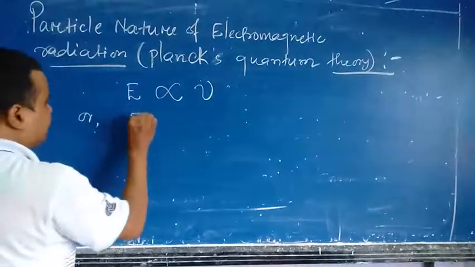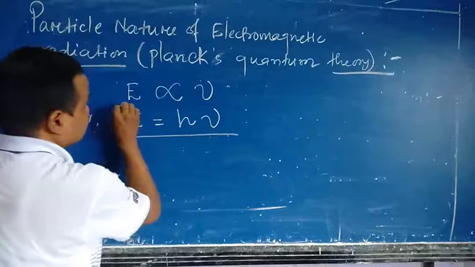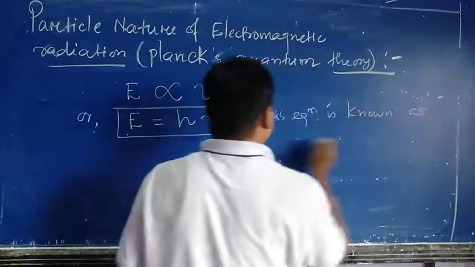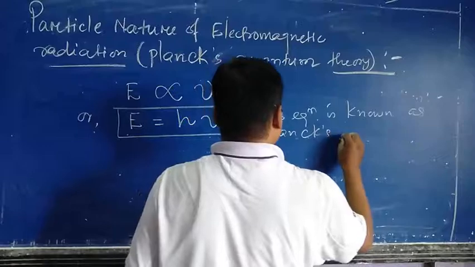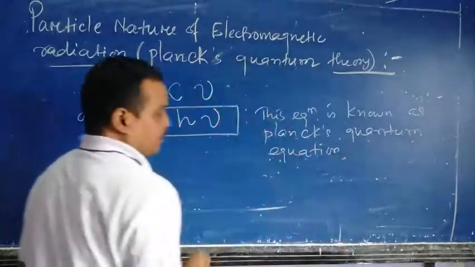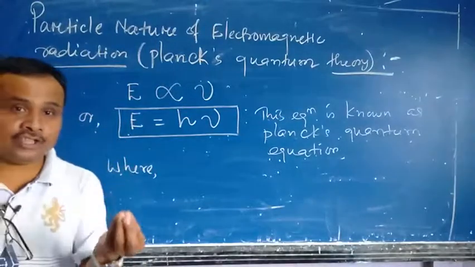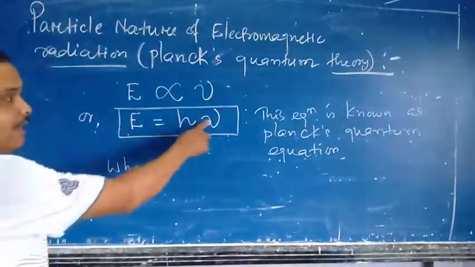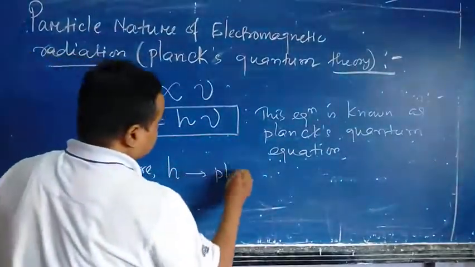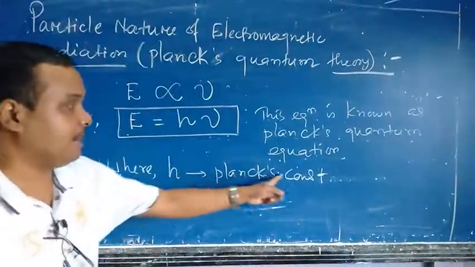Suppose we remove the proportionality sign by putting a proportionality constant h. Now this equation is known as Planck's quantum equation. In this equation, E is the energy associated with a quantum of radiation, nu is the frequency of the radiation, and h is known as Planck's constant.